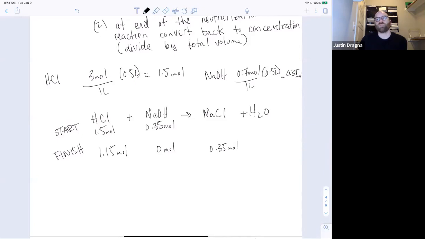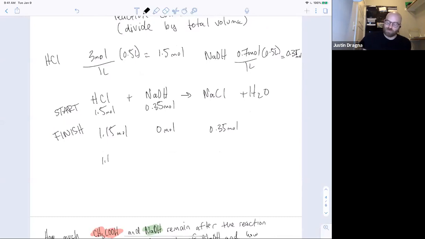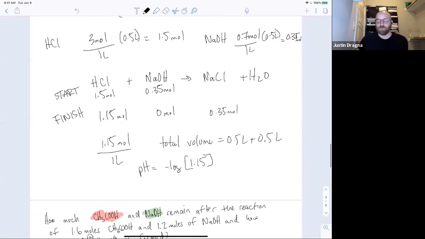Total volume just depends on the problem. Ultimately, what you want is the total final volume, because you're looking at the concentration of H plus in the final solution. So here you would take 1.15, and then your total volume is 1 liter. Total volume equals 0.5 liters plus 0.5 liters. And so you have pH is equal to the negative log of 1.15. So pH would be really close to 0 there.